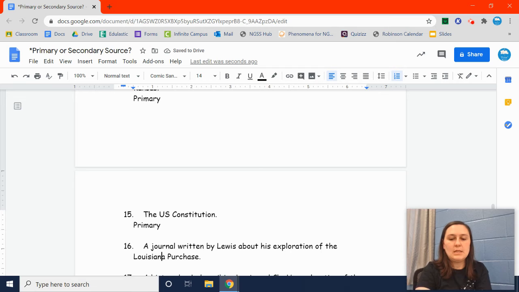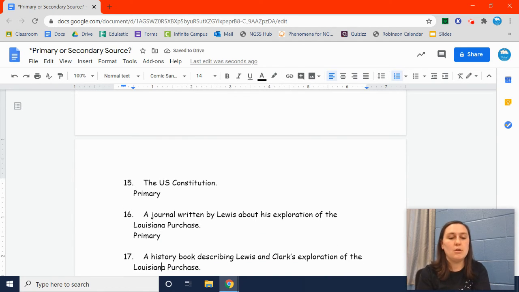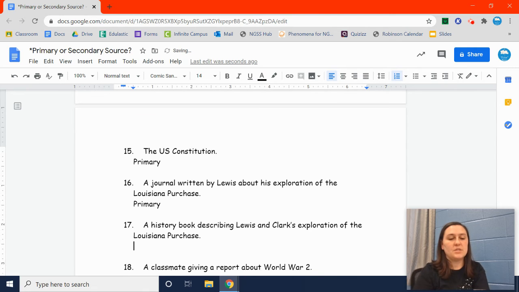Number 16, a journal written by Lewis about his exploration of the Louisiana Purchase. That is going to be a primary source again. A journal, a diary, things like that, always primary. Number 17, a history book describing Lewis and Clark's exploration of the Louisiana Purchase. The history book itself is going to be secondary because somebody had to research Lewis and Clark's exploration before they could actually write about it. So that is secondary.